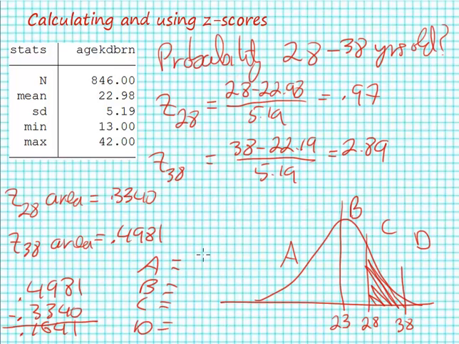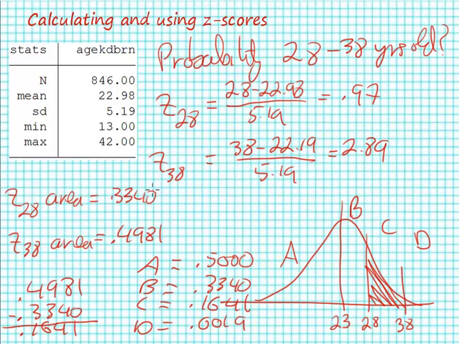So our area for area A is 0.5. We know that between 23 and 28 is 0.3340. We know that beyond the age of 38 is going to be 0.5 minus 0.4981, or 0.0019. And we've already solved for that area C, which is the difference between 0.4981 and 0.3340, which is 0.1641. And again, those will sum to 1.